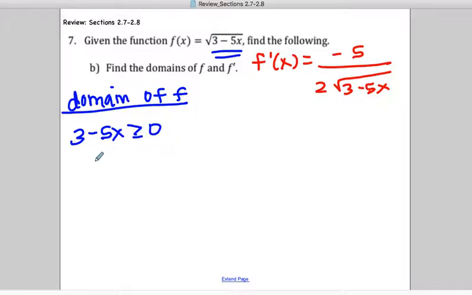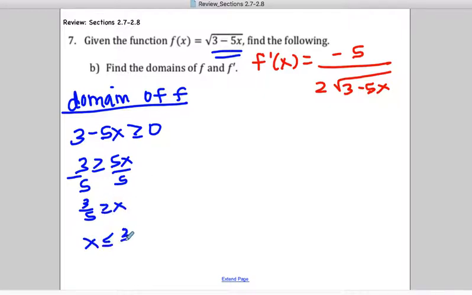Then I just need to solve it using inequality rules, or laws of inequality. So I would have 3 greater than or equal to 5x, and then I would divide both sides by 5. So I have 3/5 is greater than or equal to x. It's always better to write the x first, so I have x is less than or equal to 3/5, and then we should put it into interval notation. So less than or equal to 3/5, so numbers less than would be negative infinity up to 3/5. Since 3/5 is included, it's going to be a bracket.